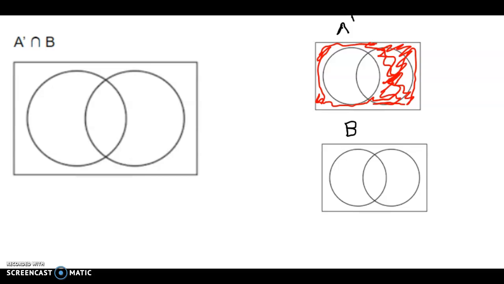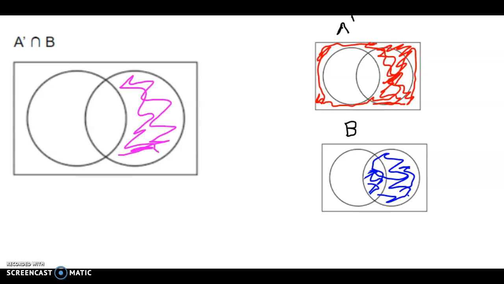Remember that A complement is everywhere that A isn't. B is where everything B is. And at this point, we determine where. Ooh, I made an error. One moment. Fix my error. But we are trying to determine where A complement and B are both shaded. They're both shaded in that region.